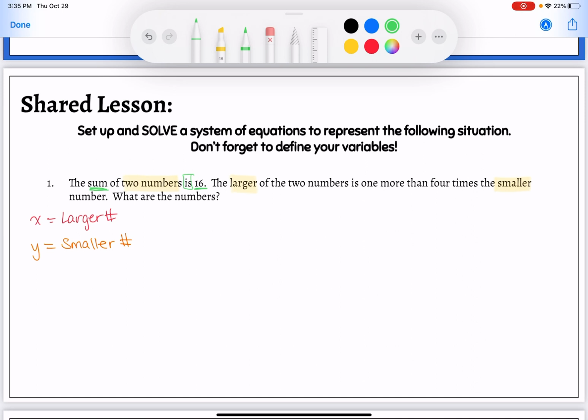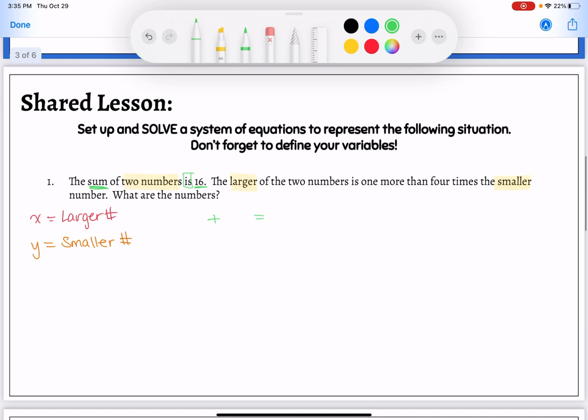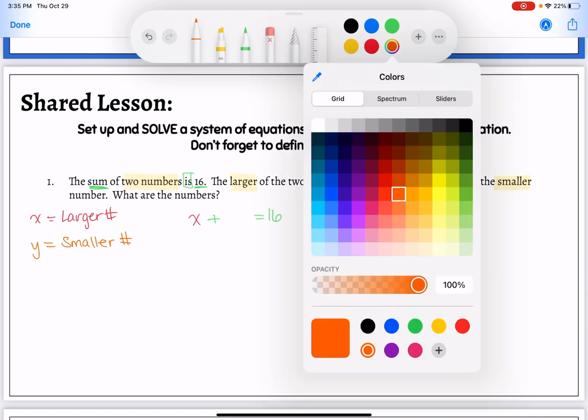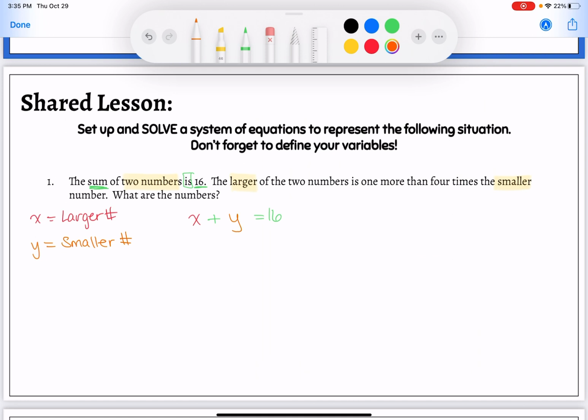All right. The first sentence says that the sum of these two numbers is 16. So when I add these two numbers together, it's going to equal 16. So X plus Y equals 16. Okay. There we go.